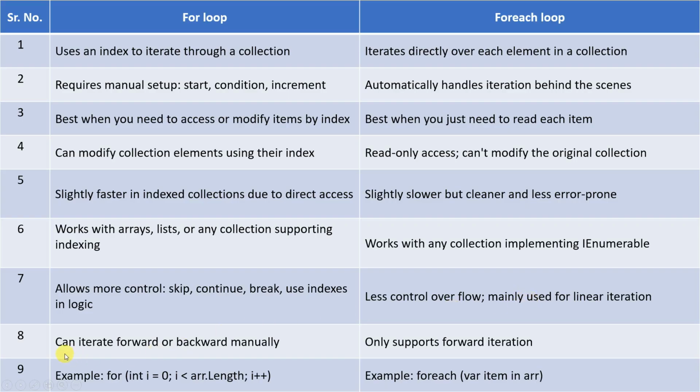In case of the for loop, we can iterate in forward or backward direction manually, whereas in case of the foreach loop, it only supports forward iteration. And here you can see the example for syntax. For loop provides the start condition, then end condition, and the increment or decrement operator. And foreach has a simple syntax like this. So these are some basic differences between for loop and foreach loop.